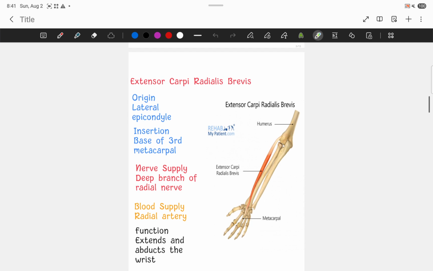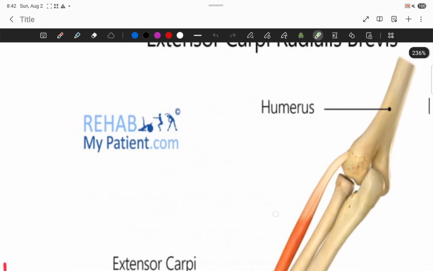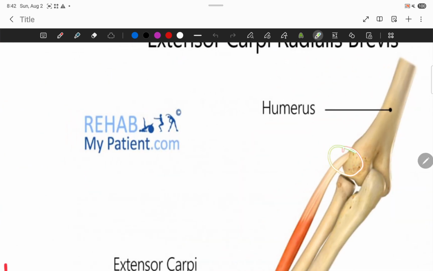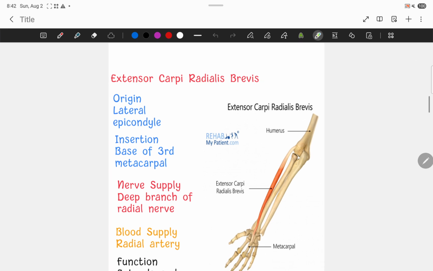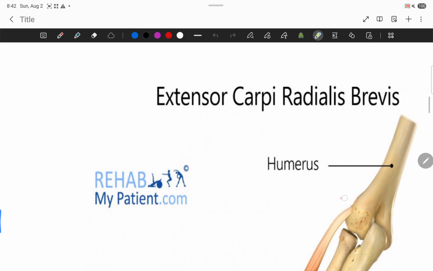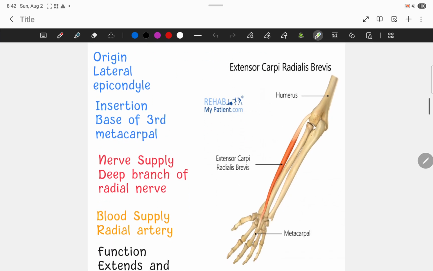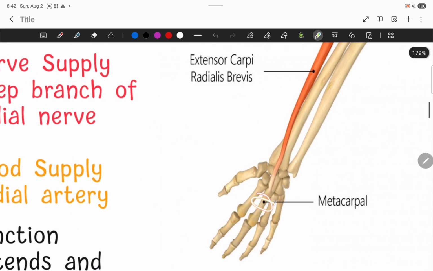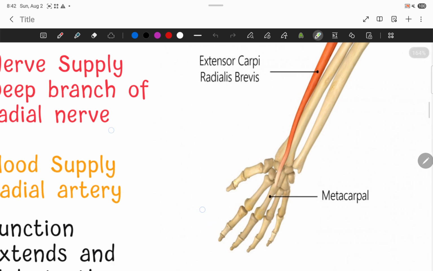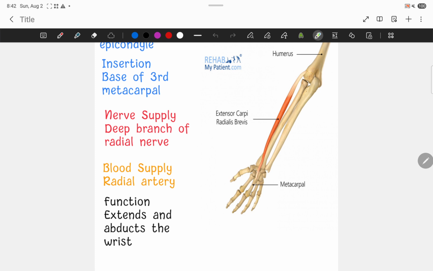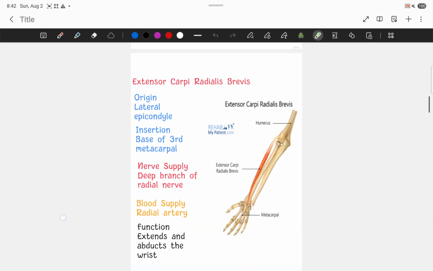And the next muscle is the extensor carpi radialis brevis. The origin is the lateral epicondyle, not supra. This is the epicondyle. Extensor carpi radialis longus origin is the supracondylar ridge, but this is the epicondyle, and the insertion is the third metacarpal base. Don't forget, longus is the second base, and brevis is the third base. Nerve supply is the deep branch of the radial nerve and blood supply is the radial artery. Function is extension and abduction of the wrist. They have the same function.